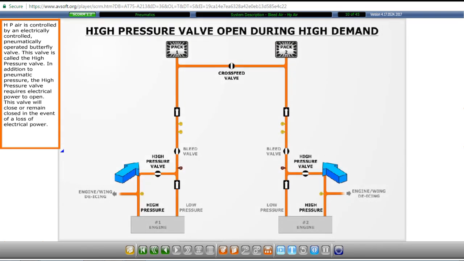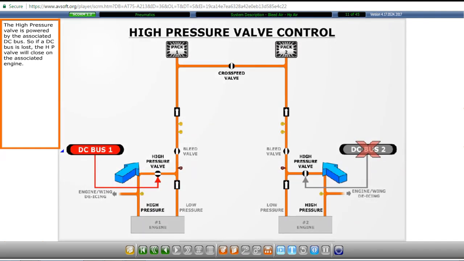High-pressure air is controlled by an electrically controlled, pneumatically operated butterfly valve. This valve is called the high-pressure valve. In addition to pneumatic pressure, the high-pressure valve requires electrical power to open. This valve will close or remain closed in the event of a loss of electrical power. The high-pressure valve is powered by the associated DC bus, so if a DC bus is lost, the high-pressure valve will close on the associated engine.